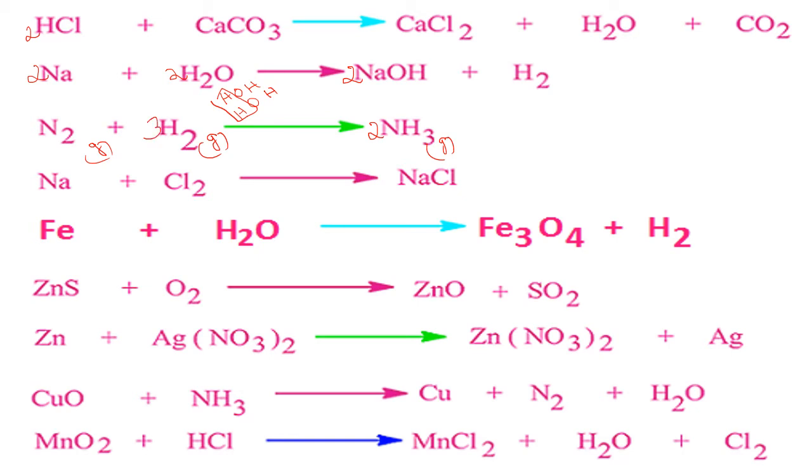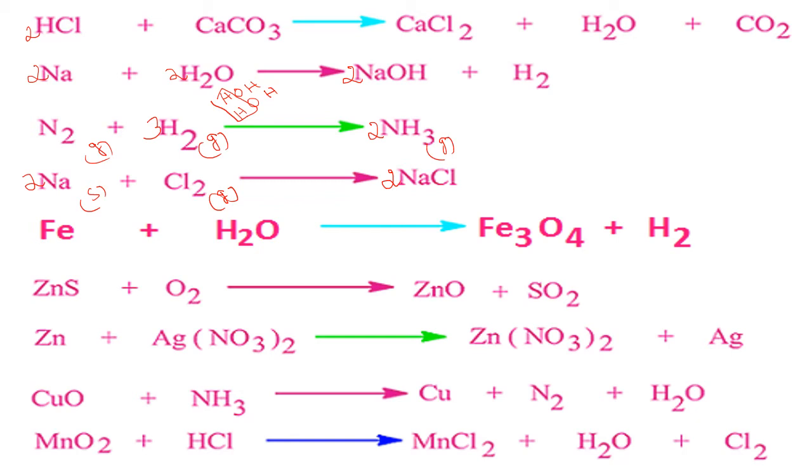Next is sodium combines with chlorine. Chlorine is always a gas and sodium is a solid. So now here chlorine is 2 on the reactant side and 1 on the product side. Make it equal by writing 2. Then you have to make sodium also 2. Now 2Na plus Cl2 gives 2NaCl.